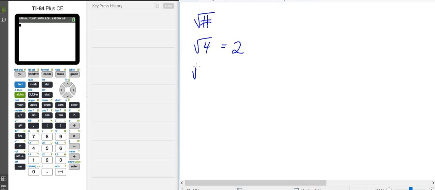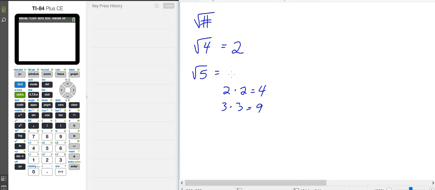But let's say we have the square root of 5. Is there any number that we can multiply by itself that will give us 5? Let's say we try 2 times 2. 2 times 2 is 4. So we can't multiply 2 by itself to give us 5. Let's say we try 3 times 3. 3 times 3 is 9. So we can't multiply 3 times 3 to give us 5.